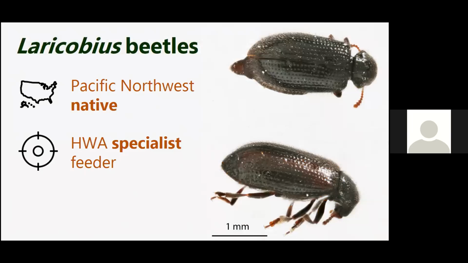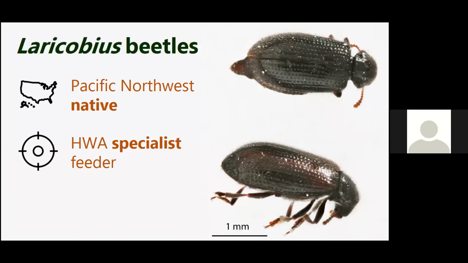The other thing about Laricobius that's great is that their life cycle syncs up with HWA. So they're a fall feeder. They're eating HWA when their first generation is growing and developing. So right after that estivation break, we like to release our Laricobius beetles, and they'll feed on HWA throughout the fall into the winter. And then in the spring, they lay their eggs.